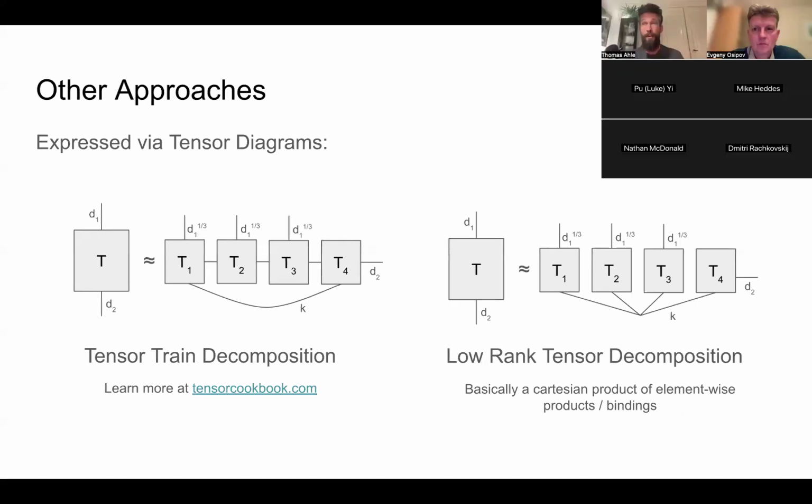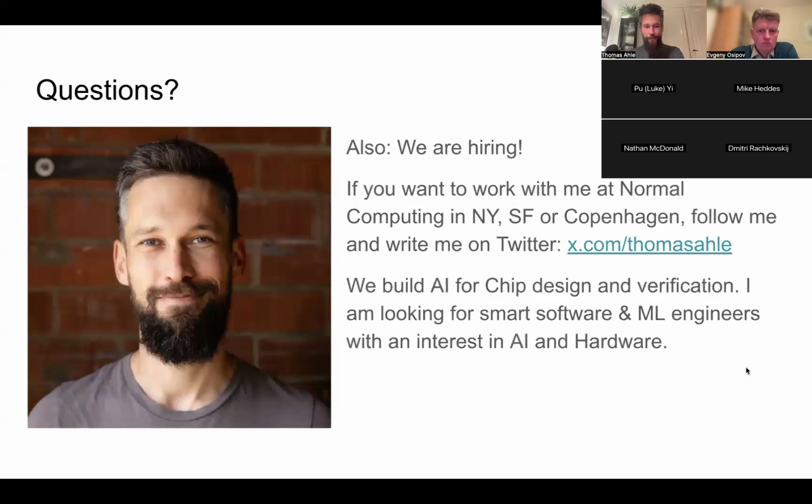If you saw Rasmus Pagh's talk about that. You can also see this low rank tensor decomposition as a Cartesian product of element-wise products. So you have multiple tables and you multiply together all the pairs or all the triples, and you get a much bigger table out. So yeah, that was my talk.